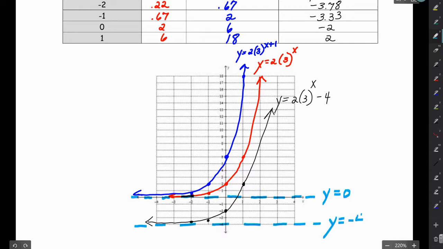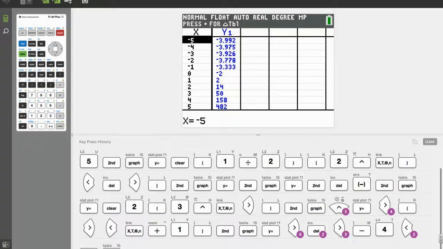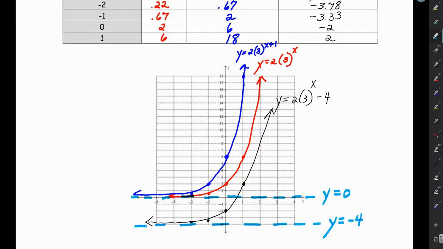And again, if you're not sure, you could look at the table of values and you can see that as we're at negative 1, we've got negative 3.3, then we're at negative 3.7, negative 3.92. And you see we're getting closer and closer to negative 4, but we're never going to quite hit negative 4. Even if your calculator says we hit negative 4, your calculator at this point is rounding. So it's a lie. You can't believe it. We never actually touch negative 4 for that graph.